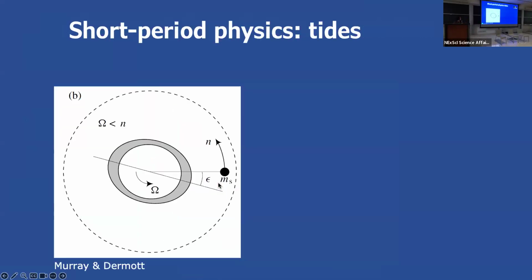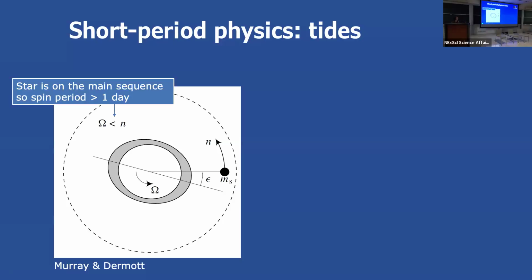So for that, let's take a look at tides. And I'm just going to focus on tides being raised on the star by the planet. Two important things to keep in mind. Tides, especially for the small planets, operate over multiple gigayear timescales. So stars mostly spend their time on the main sequence. At this point, the spin period is longer than the orbital period of the planet.